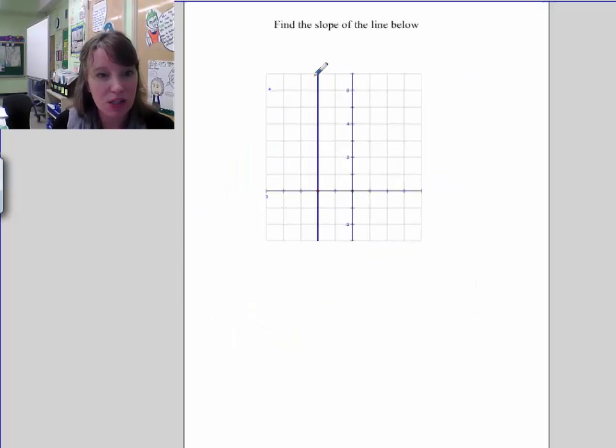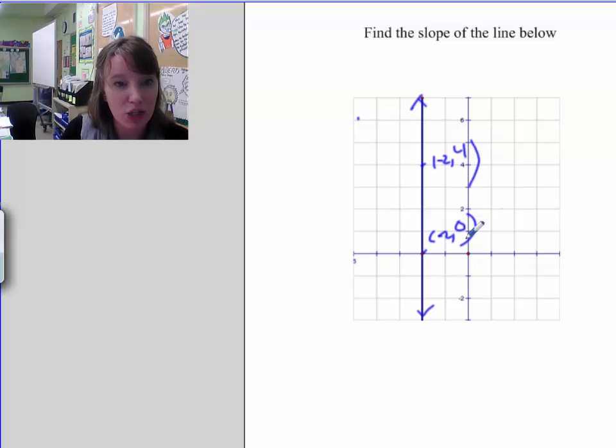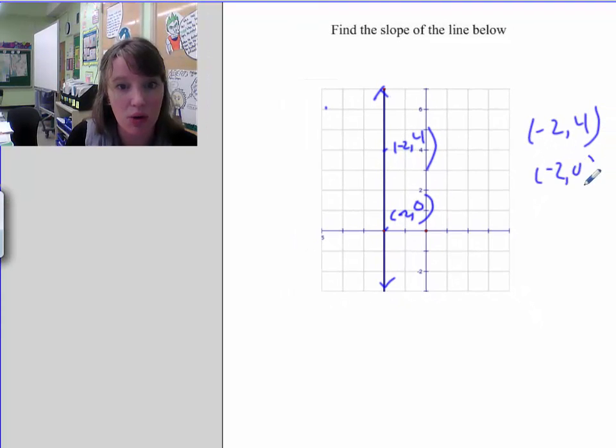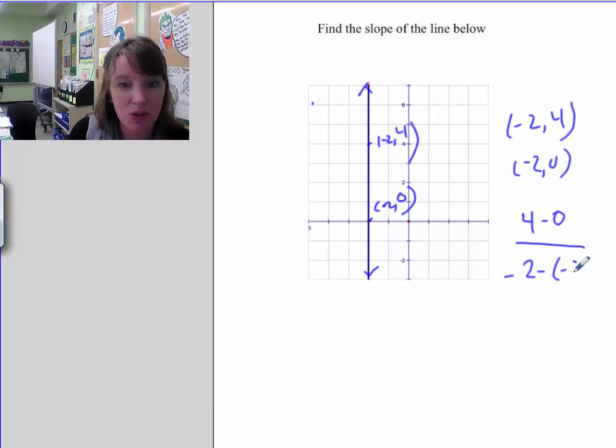Okay, if we try to find the slope of a vertical line, we're going to run into something kind of strange. So let's pick a couple points here. This point right here is negative 2, comma, 0. And this point right here is negative 2, comma, 4. Okay, so if I line them up, negative 2, 4, and negative 2, 0, what's going to happen is I'm going to get, let's say, 4 minus 0 on top. And I'm going to have negative 2 minus negative 2 on the bottom.